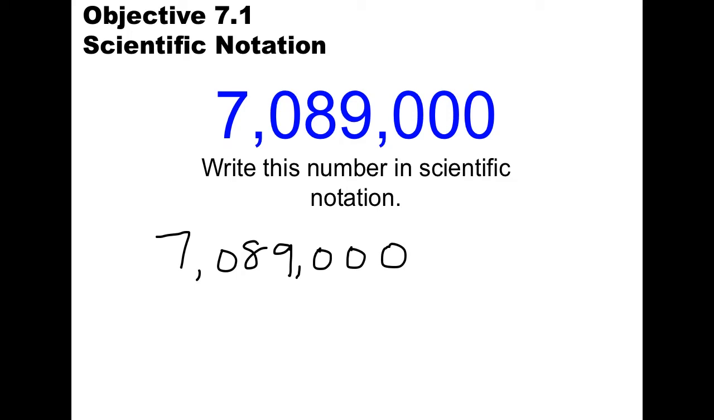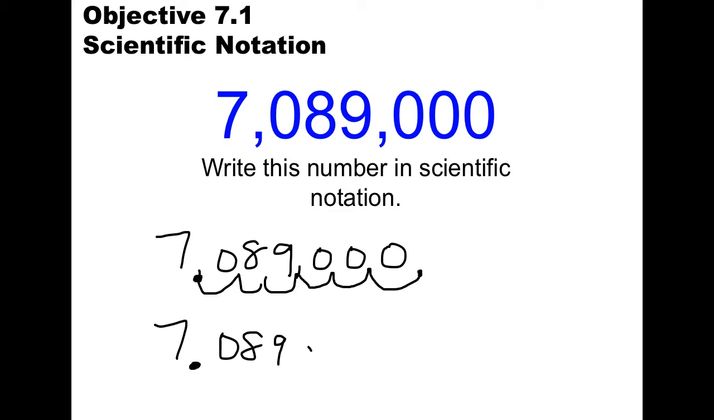So in order to figure out this number in scientific notation, we're going to add our decimal point at the end of our number. And we need to move our decimal point to the left until we hit a number that is between 1 and 10. So let's go ahead and move our decimal point over now. Move it over 1 time, 2 times, 3 times, 4, 5, 6. So we moved over 6 times.